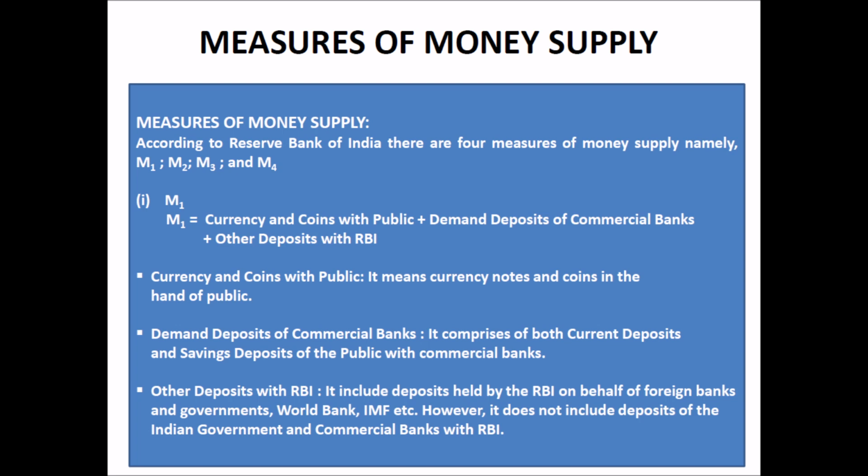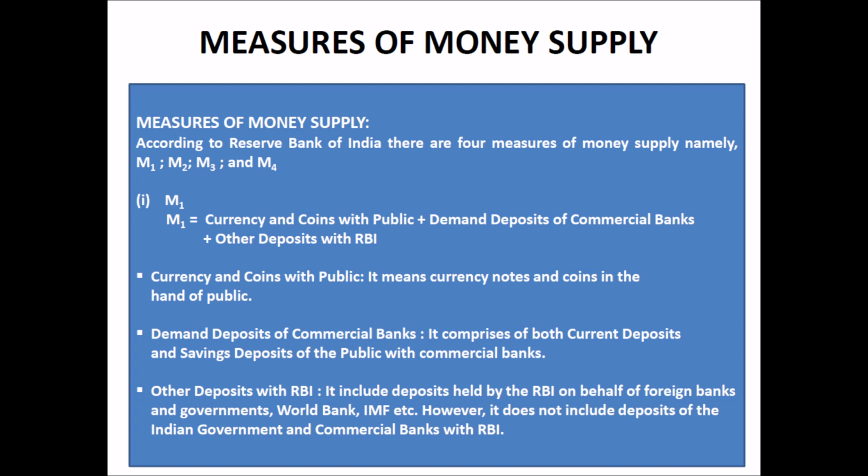Now, we will discuss only M1 in this lesson, and then we will discuss the rest three in our next lecture. M1 basically comprises three things: currency and coins with the public, demand deposits of commercial banks, and other deposits with RBI. Let us know about these three components of M1.